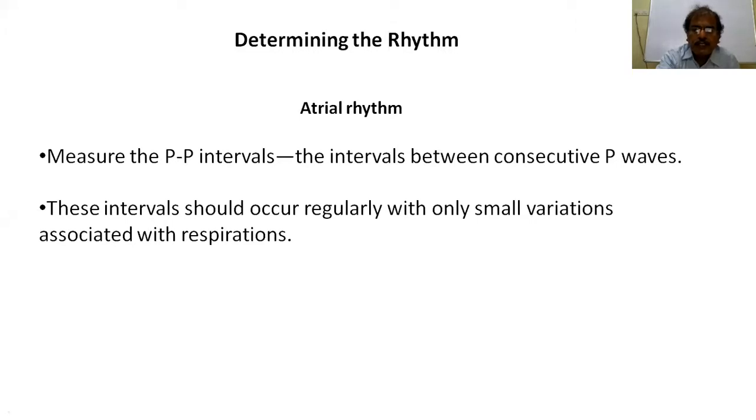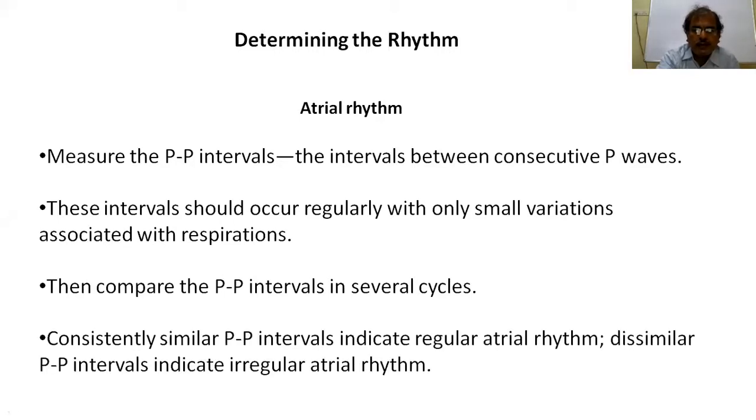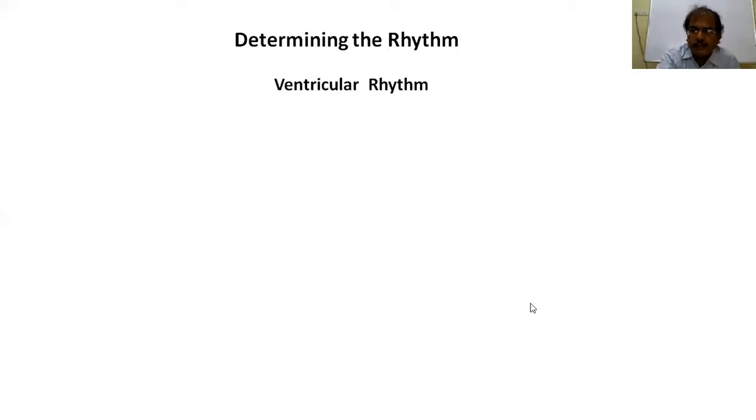Normally in sinus rhythm, we do not get any variations. Then compare the PP interval in several cycles. Consistently similar PP intervals indicate a regular atrial rhythm. Dissimilar PP intervals indicate an irregular atrial rhythm.